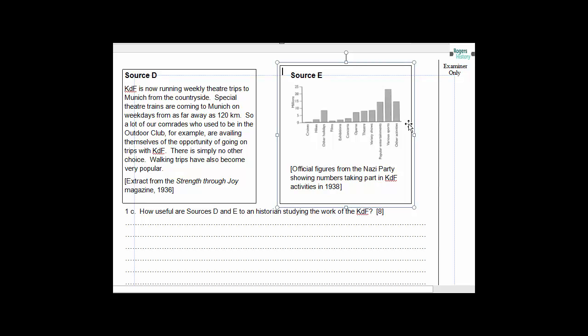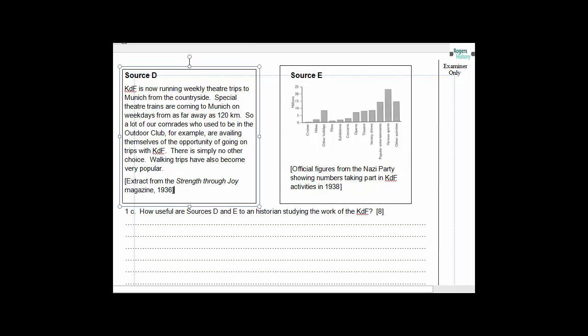To get the maximum amount of marks, you need to give equal measure to each source in your analysis. So you need to make sure you cover both of these sources in equal measure in terms of their content, origin and purpose, and then, of course, questioning their reliability. You must do that. You must question the reliability. And, of course, the attribution, which is the bit underneath each source, is going to help you to question the reliability of it.